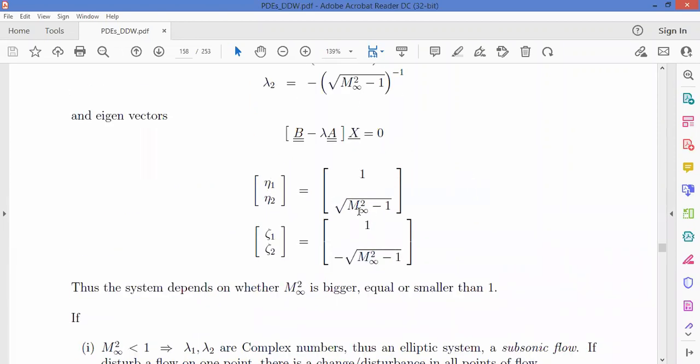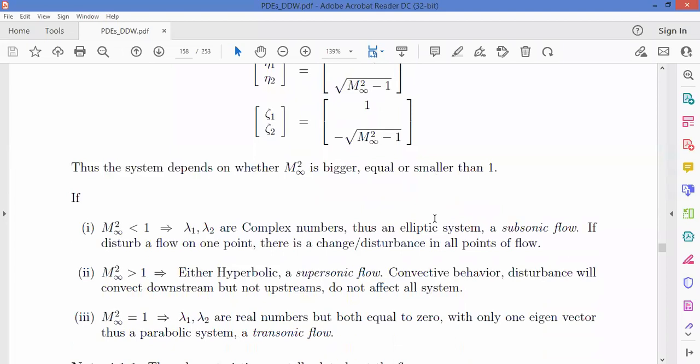You know that for you to get it as real and complex, it will depend on whether m squared is greater than 1 or less. I hope we are together there. So when we talk of m being less than 1, these are complex in nature, and we are saying the system will be elliptic.